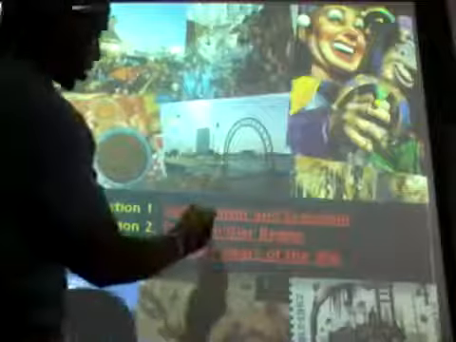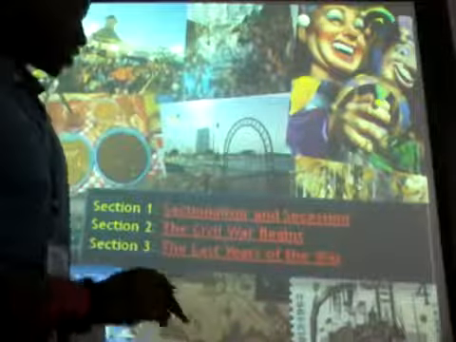We're going to have a short review on some of the key events that led to the Civil War and Louisiana's involvement. Shall we? All right. This is everything that you need to know for next class. We're going to start off with sectionalism and secession.